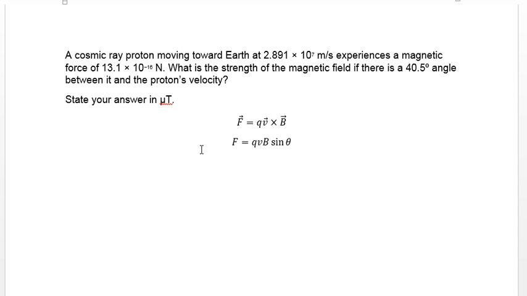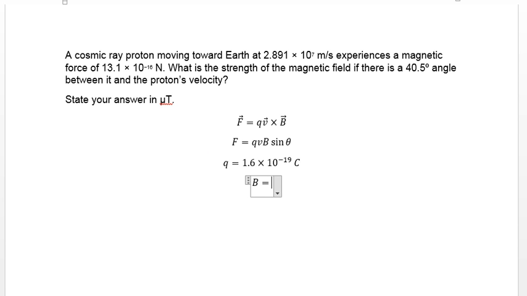All right. So we know the velocity, 2.891 times 10 to the 7th meters per second. We know the force, 13 times 10 to the minus 16 newtons. We know the angle, and what we're after is the magnetic field. And we also know the charge, because the charge on the proton is 1.6 times 10 to the minus 19 coulombs, right? And we're going to solve for the magnetic field.